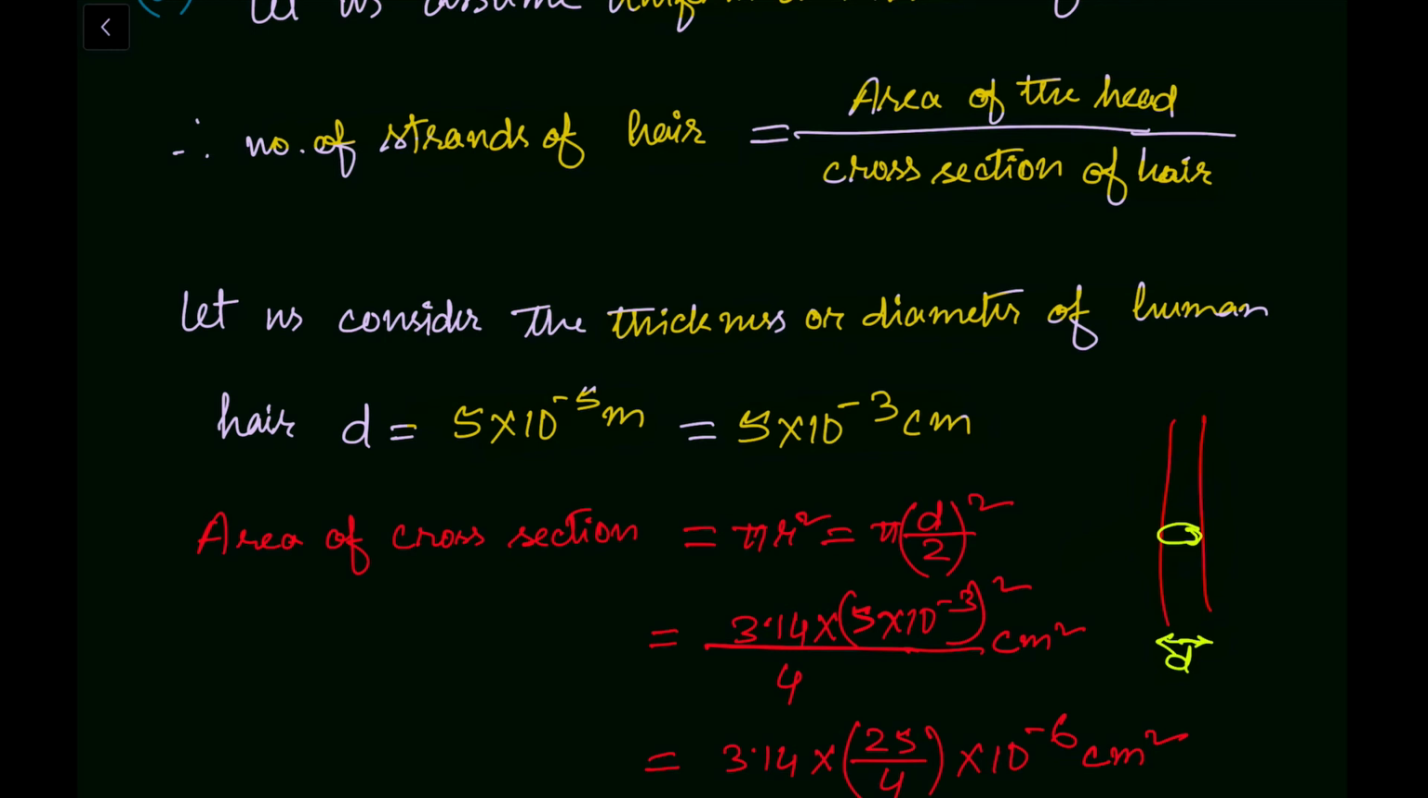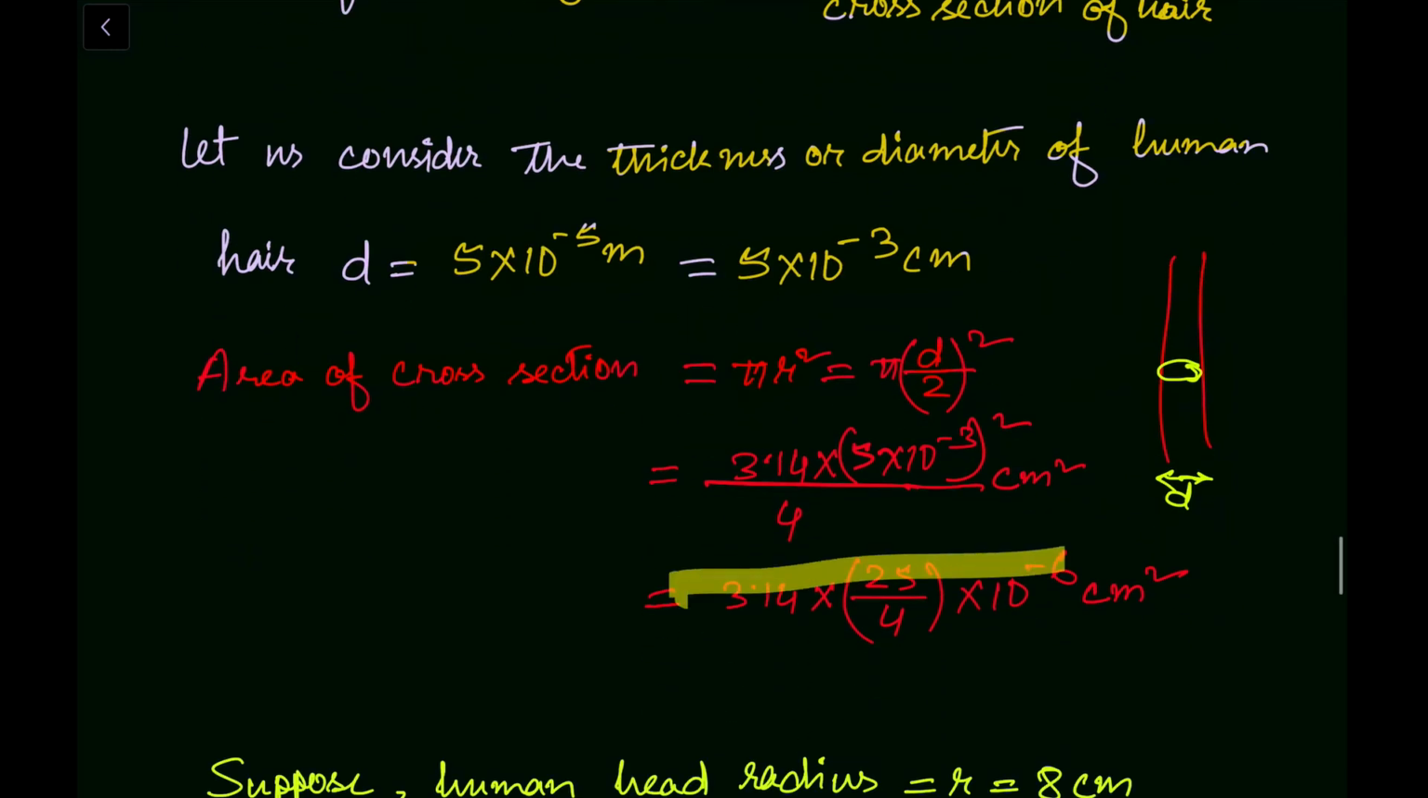Therefore, the area of cross section of the hair will be pi r square. This is the formula, and r is equal to d by 2. We can replace r with d by 2. We have the d value as 5 into 10 to the minus 3, so we'll put it here. Okay, so here we will obtain the area of cross section of the human hair.